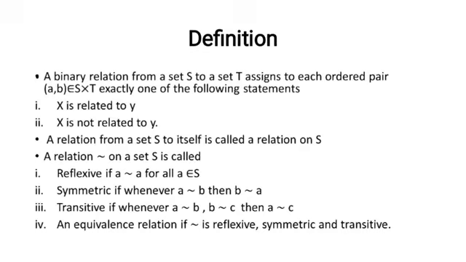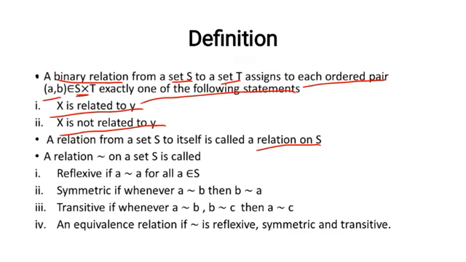The first definition is what we call a binary relation. A binary relation from a set S to a set T assigns to each ordered pair (A, B) in the direct product exactly one of the following statements: either X is related to Y, or X is not related to Y. A relation from a set S to itself is called a relation on S. That's another definition you need to know.